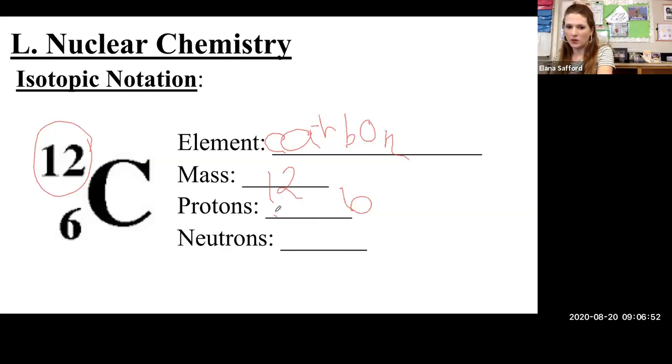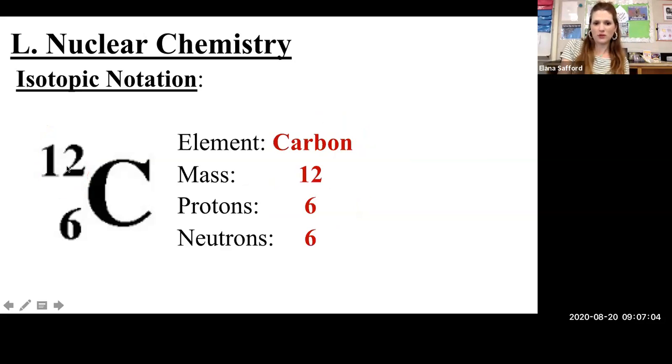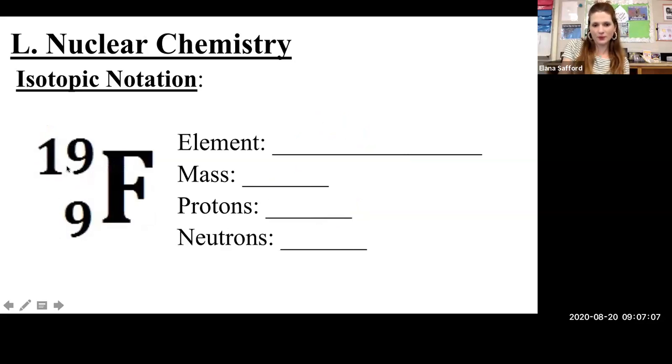I will say one area where students tend to make a mistake is that they'll try and say it's 12. That's not the number of neutrons, that's the total mass. It's the protons plus the neutrons. And then we can see that.